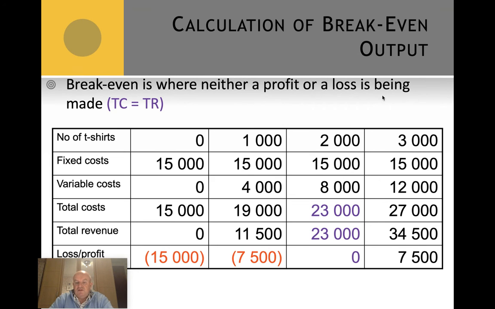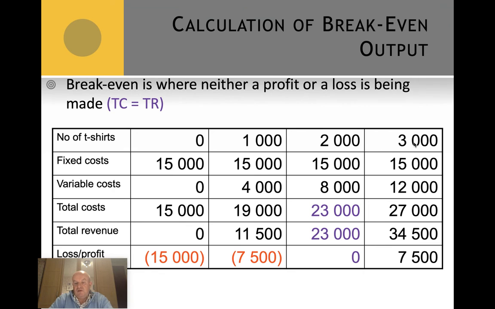So at 2,000 units, we have no margin of safety because we've actually broken even. Now let's assume that our actual output was 3,000 units. To calculate the margin of safety, you take our actual output of 3,000 units and subtract our break-even output, which is 2,000, and effectively our margin of safety would then be 1,000 units.